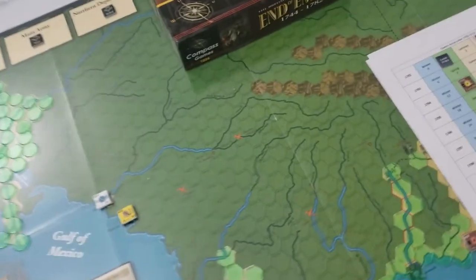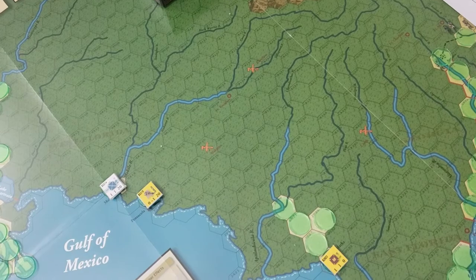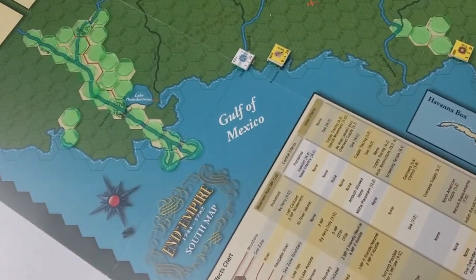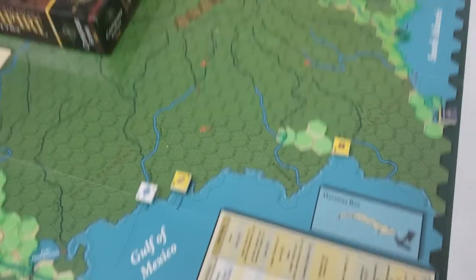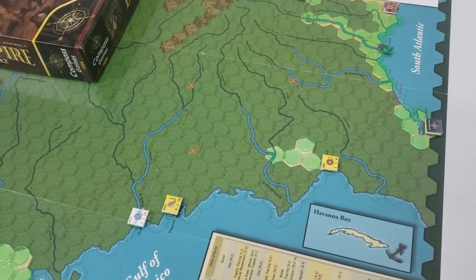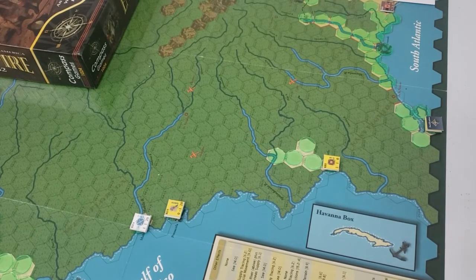So let's talk a little bit of context here. We'll talk about the south aspects first, since it's easier to describe. I'm going to read from the scenario information so we can get a little bit of context. I'm going to try to center the map on this stuff, because technically Louisiana doesn't really play into the scenario.